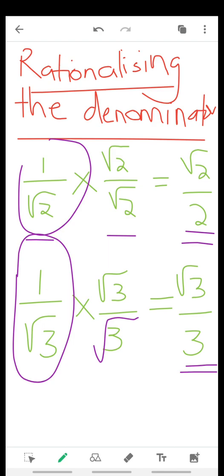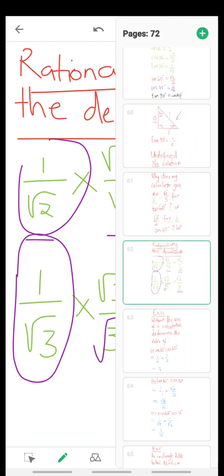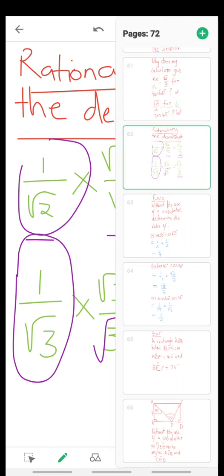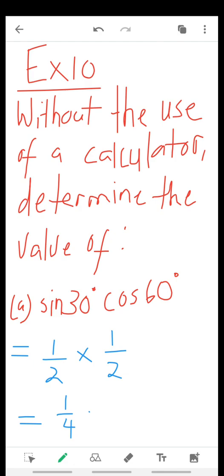Okay, hence the answer became square root 3 over 3. Okay, well done. That is to rationalize. That's what the calculator has done. Now, let's go to example 10. Example 10, what do we have? Without the use of a calculator, determine the value of sine 30 degrees, cos 60 degrees.